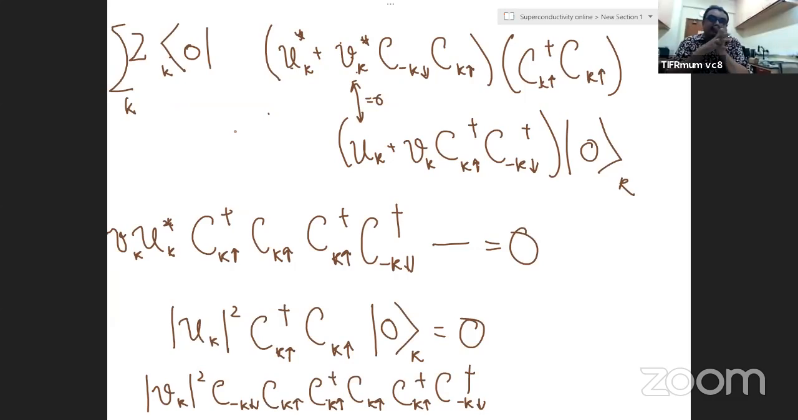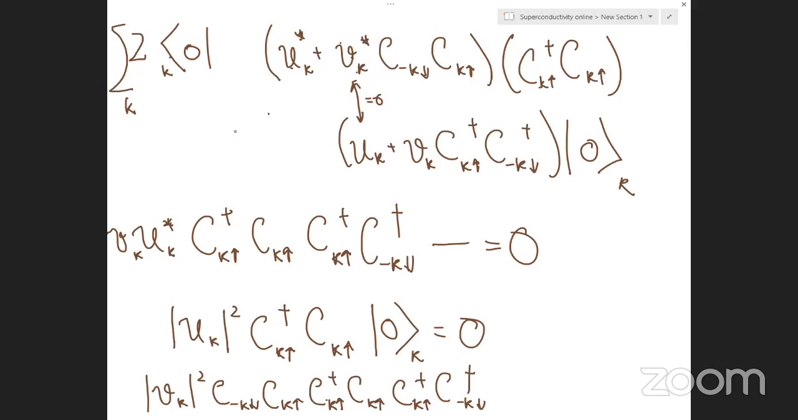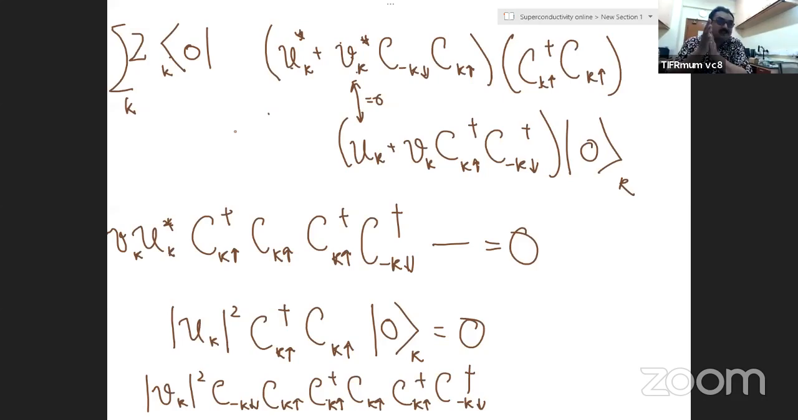Okay, the first thing that you notice here is that you have an equal number of creation and destruction operators. When you have an equal number of creation and destruction operators, you have to be careful, because it already tells you that your term might not vanish. All right, now what you said is correct.